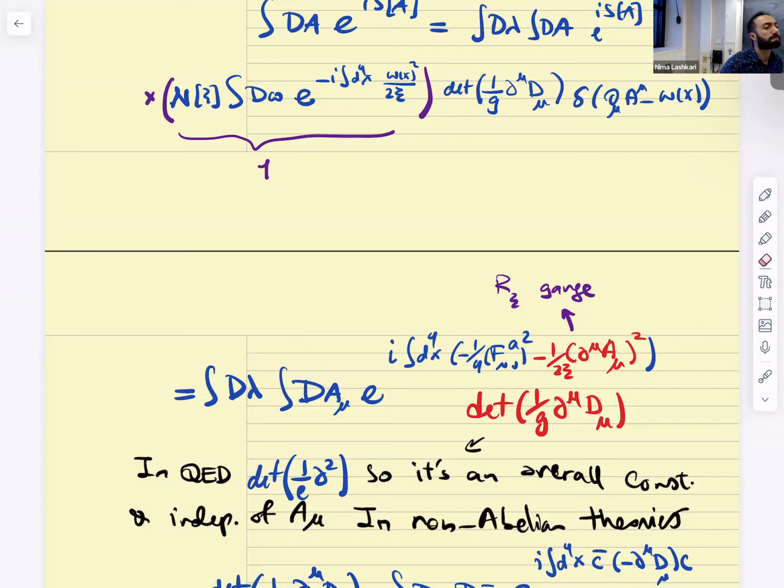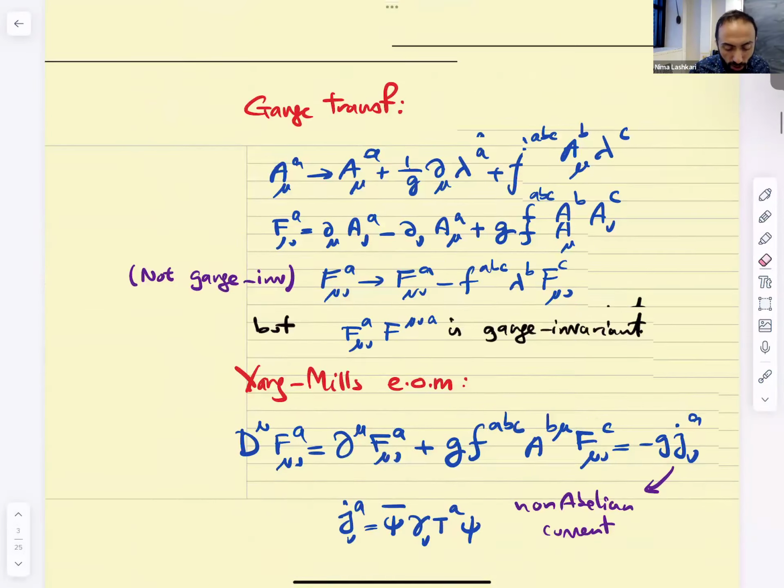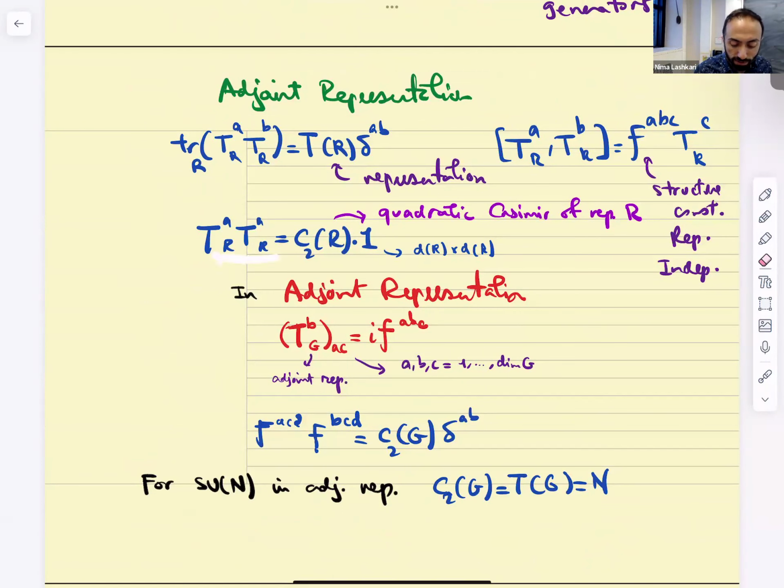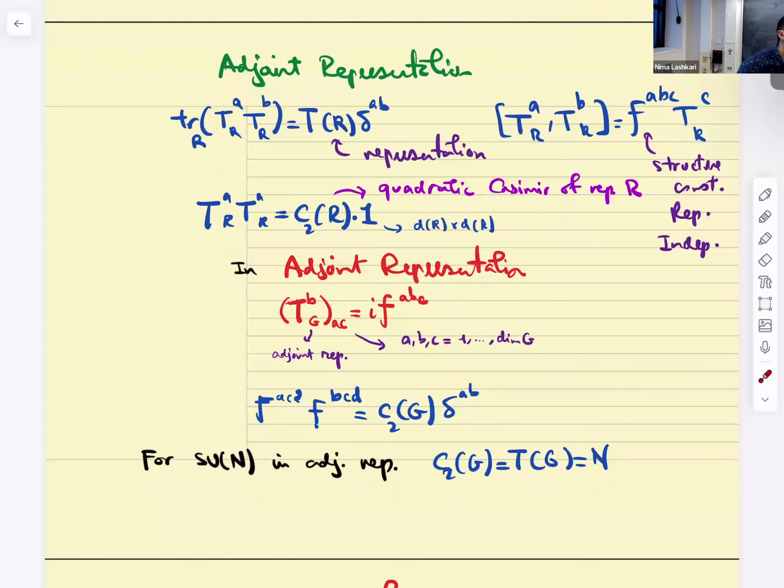And before that, when you were speaking about the generators, there was something about C2G. Can you tell what that is? C2G is just this thing. It depends on the representation: you take two of the generators of the Lie algebra, multiply them, and you get the identity operator multiplied by a number. They're called the quadratic Casimirs. It's just a coefficient you calculate. For SU(N), it's just N, and it's representation dependent. So C2 of G is the quadratic Casimir of the adjoint representation.